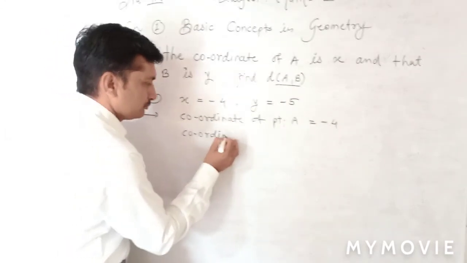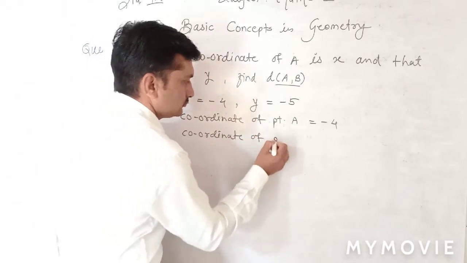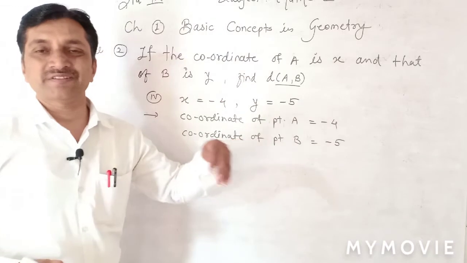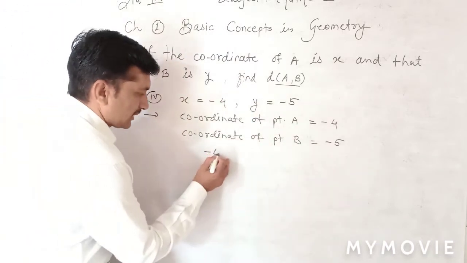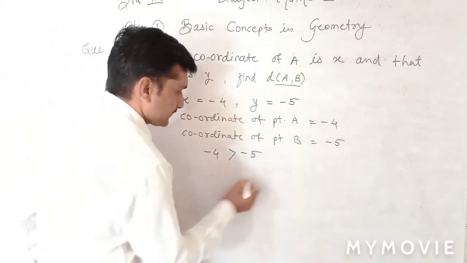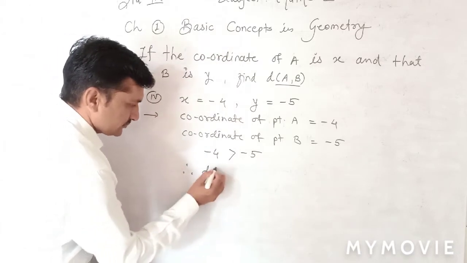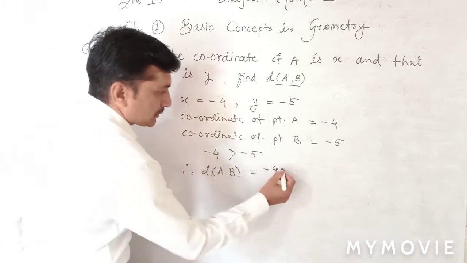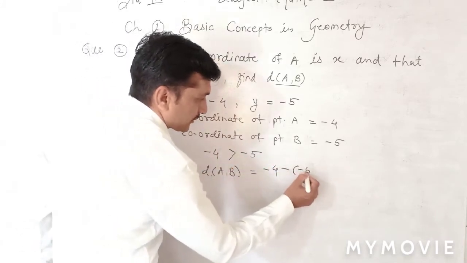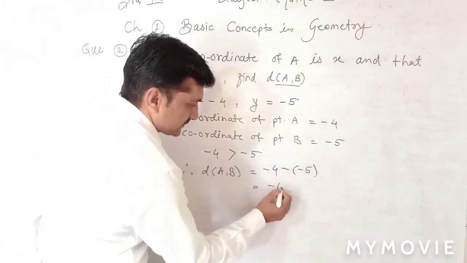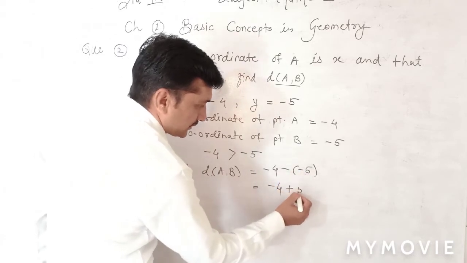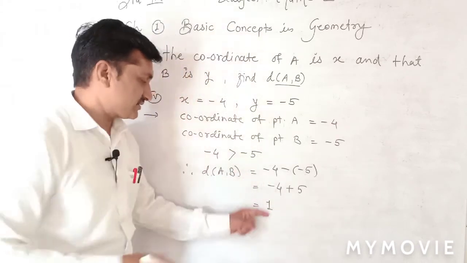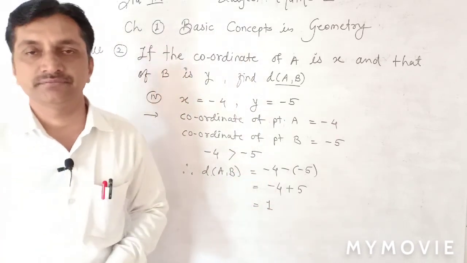The coordinate of point B is minus 5. Both are negative, that's why the smaller is bigger. Minus 4 is greater than minus 5. Therefore, the distance between A and B is minus 4 minus the smaller, minus 5. Minus 4 as it is, minus plus 5, so minus 4 plus 5 is 1. 1 is the distance between points A and B.